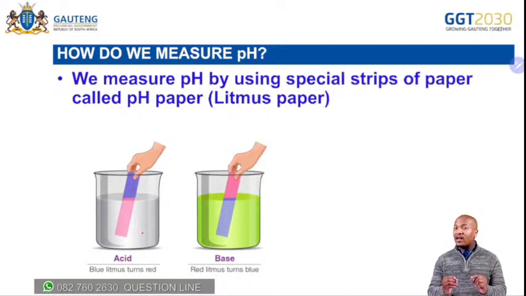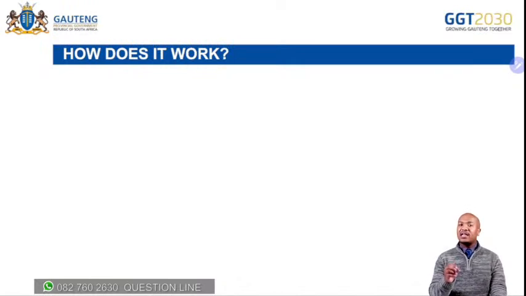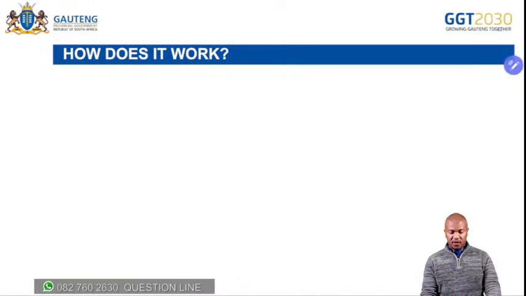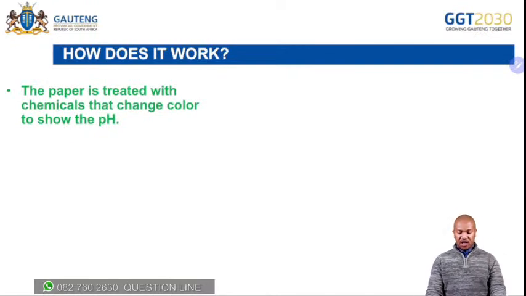And I'm going to use one for you today so that you can see how it is used. So now, how does it work? How does using the litmus paper work? First of all, the paper is treated with chemicals that change color to show the pH. As you can remember, blue litmus paper turns red if it's acidic, and red litmus paper turns blue if it is a base. So it is treated with chemicals that change color to show the pH.